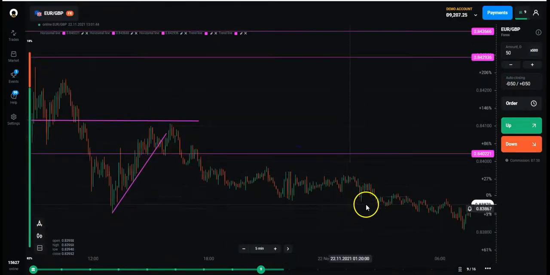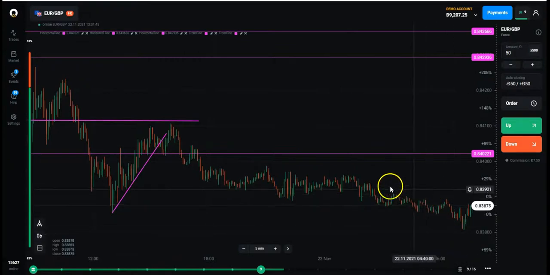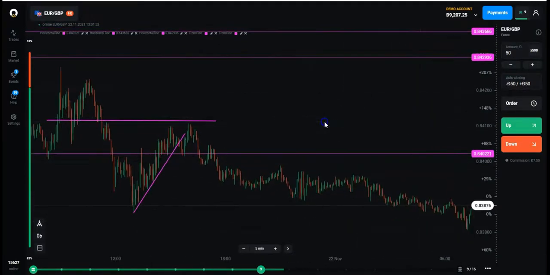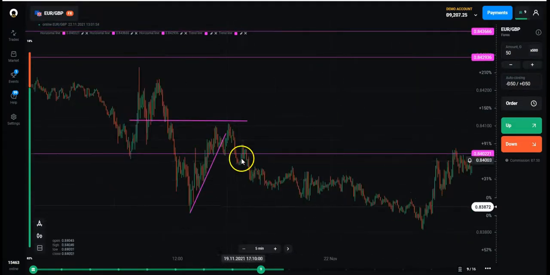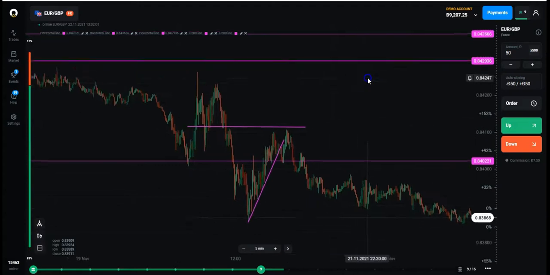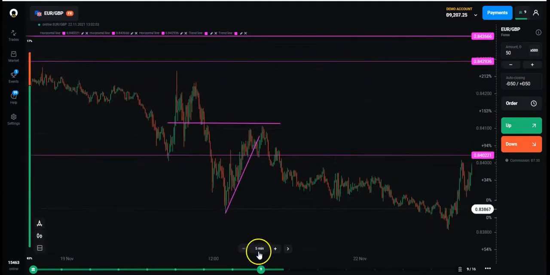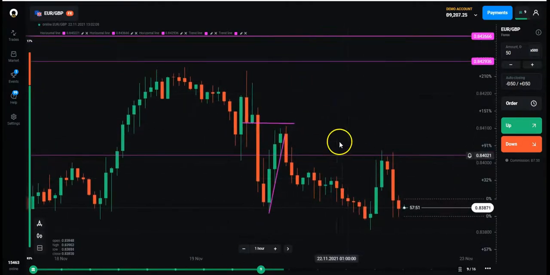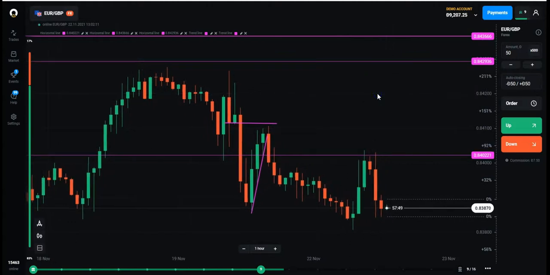It did go over the weekend, so it was possible to hold that. What I did is I scaled out, took some of the original position, and then the second position I left to run. So that was the trade from Friday on the Euro Pound. That was a short-term trade, and now I'm going to look at the opportunities for today.